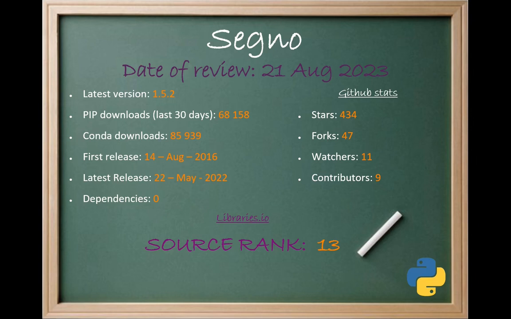It has no dependencies, as we said earlier, which is a great thing. And on GitHub, the project has 434 stars, 47 forks, 11 watchers, and 9 contributors. So this is not a project with a huge community, but I don't think it is the kind of project where a big community is needed. It has a source rank of 13 on libraries.io.